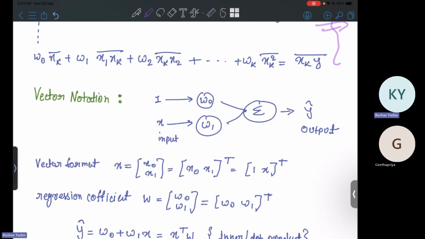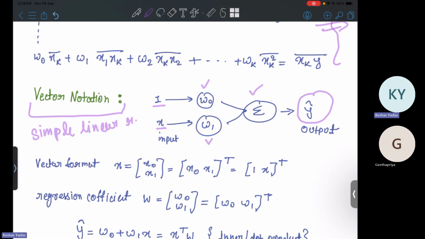So what we are doing in linear regression, suppose we are considering a simple case. Now we are going for vector notation. We are giving two inputs, 1 and x. We have defined the weight for 1 as W0 and the weight for x as W1. And we are building the model to get the output y hat. Now we are considering simple regression, and we will represent it in the form of vectors.